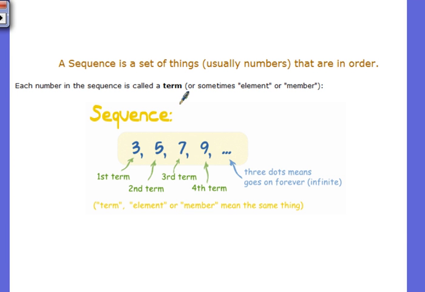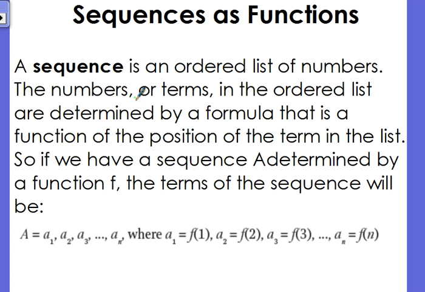When we talk about a sequence, these each are terms in my sequence. So this is the first, second, third, fourth term, and then of course these dots mean that it just continues. Sometimes these are referred to as elements or members, but most often terms in my sequence. A sequence is obviously an ordered list of numbers. We've already said that.